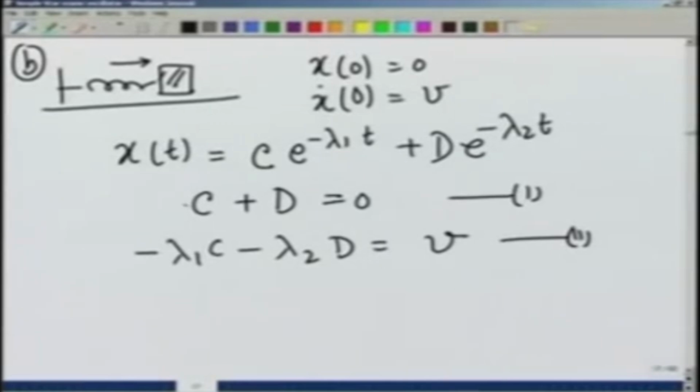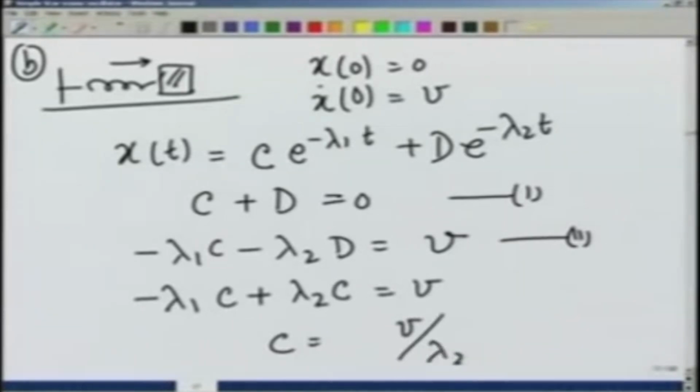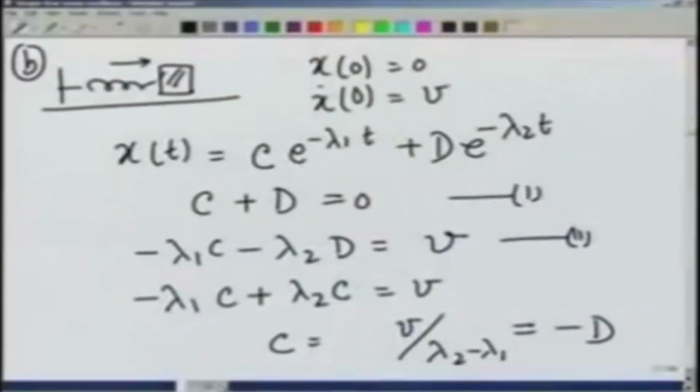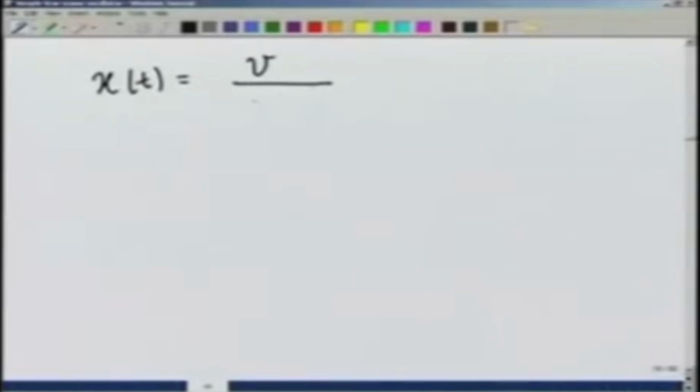Substitute D equals -C from here, I get -λ1 C + λ2 C is equal to v, or C equals v/(λ2 - λ1), which is equal to -D. And therefore, the solution in this case, when I am hitting the mass with an impulse, giving it a velocity v in the beginning, right at the equilibrium point, is going to be x(t) is equal to v/(λ2 - λ1) times [e^(-λ1 t) - e^(-λ2 t)].